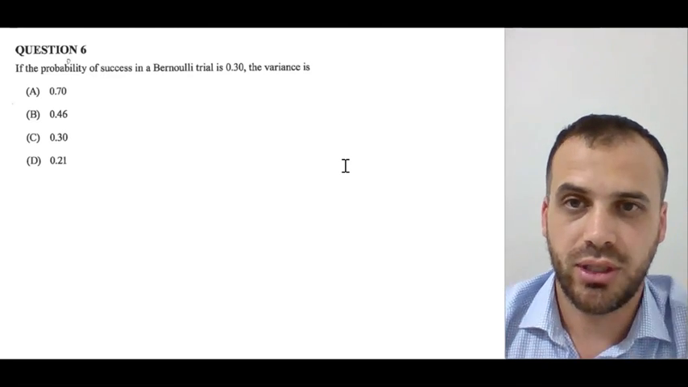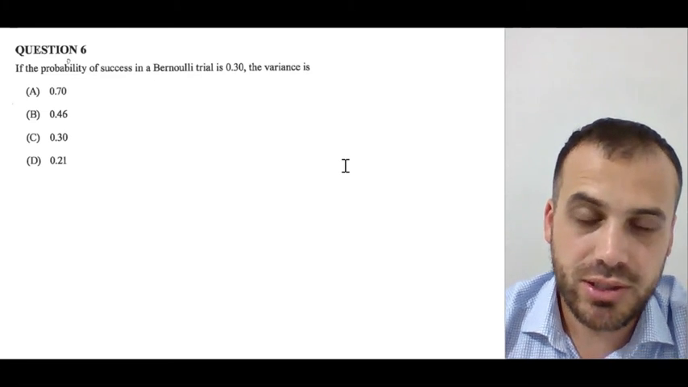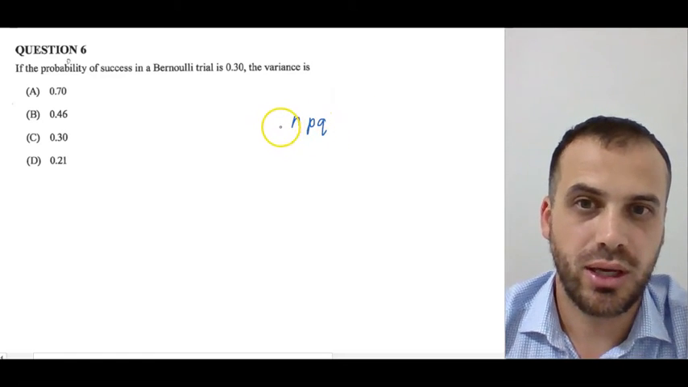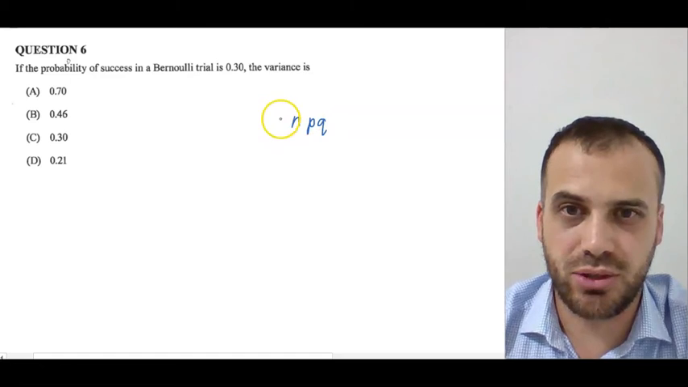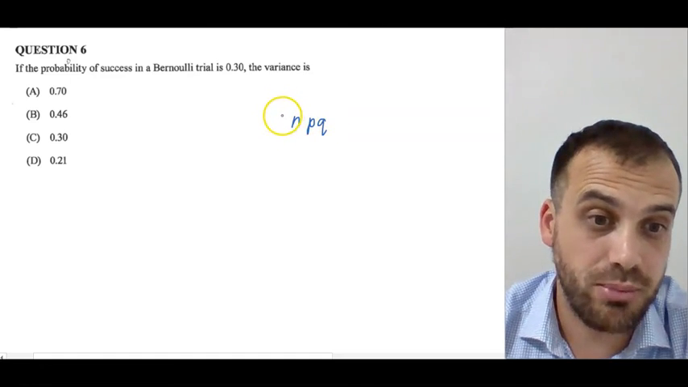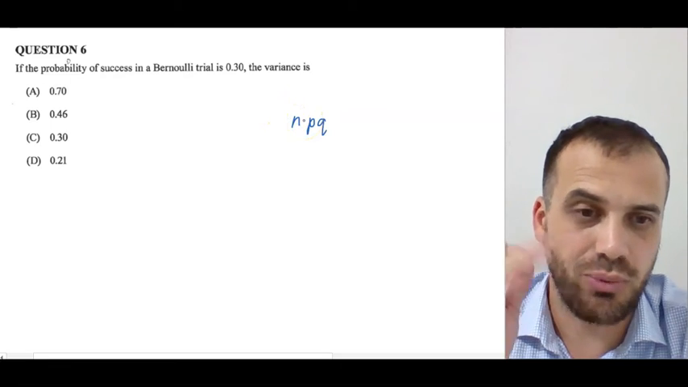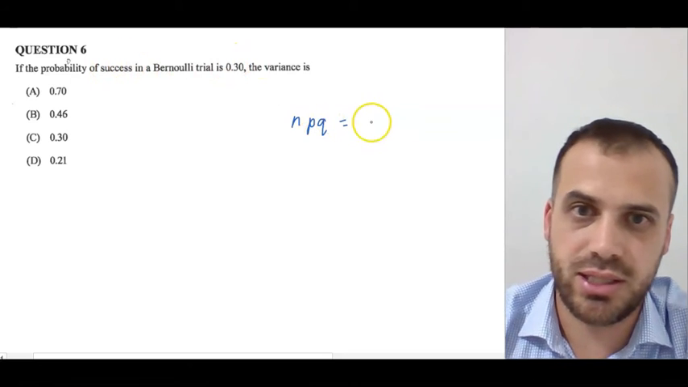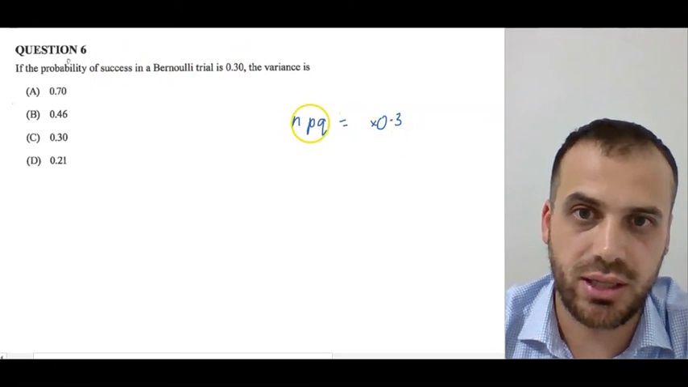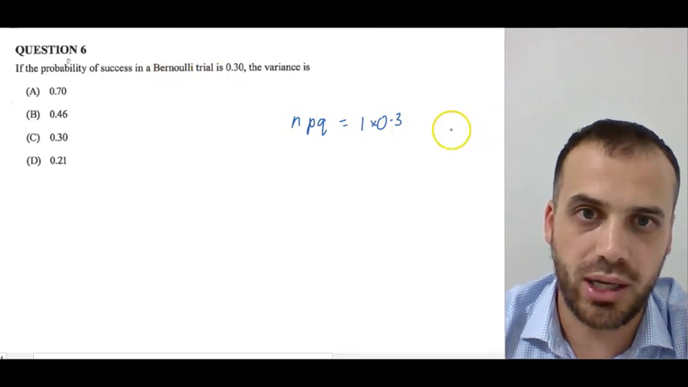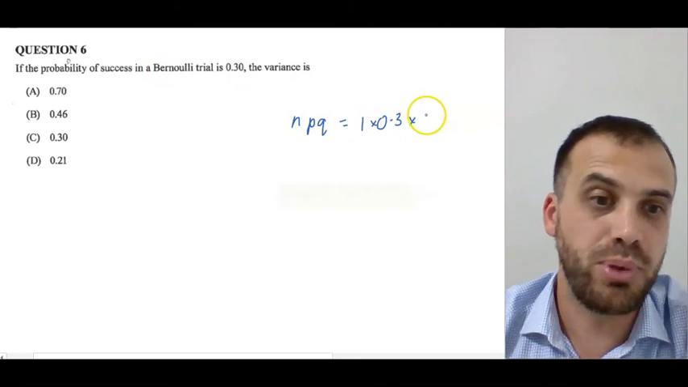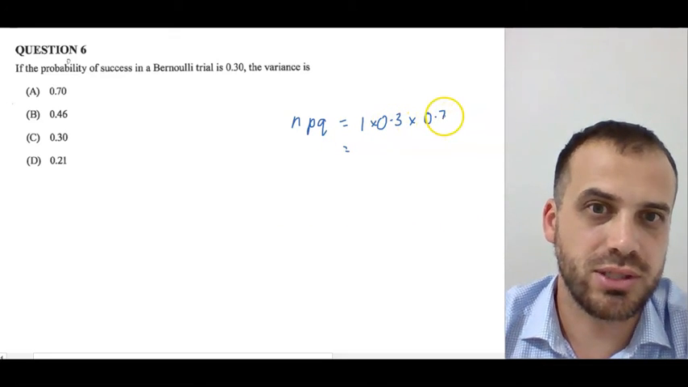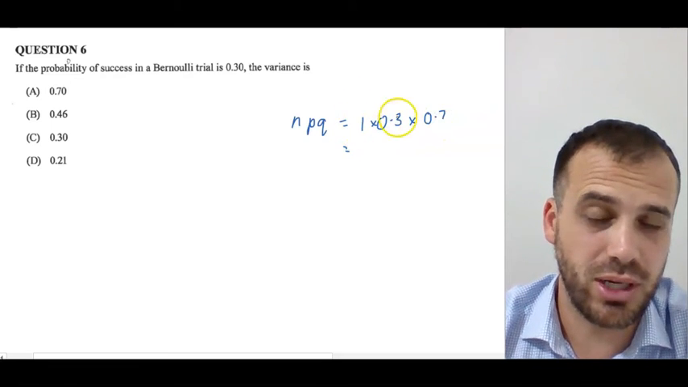There's one trial. Now, the variance is just npq. You might get messed around here because you might think it's square root npq, but that's standard deviation, and we want variance in this question. All right, so what is it? Success is 0.3. I already said the number of trials, Bernoulli trial, is 1, and q, or 1 minus p, is 0.7.